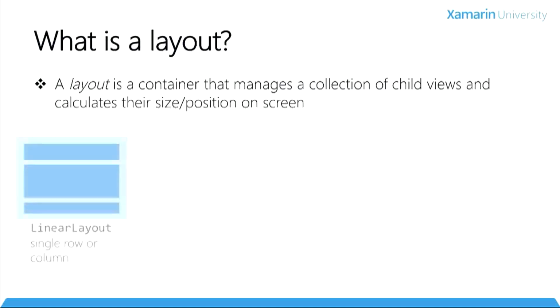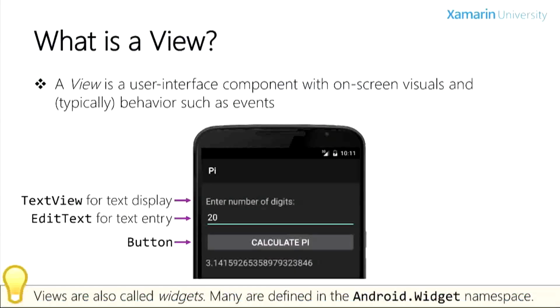There's a lot of layout panels to choose from in Android. The most common, the most simple one is linear layout, which lays out your views in a single row or a single column. So for example, if I go back to the previous slide here, those views are laid out using a vertical linear layout. You can see there's a text view, and then below that an edit text, and below that a button, and so on.